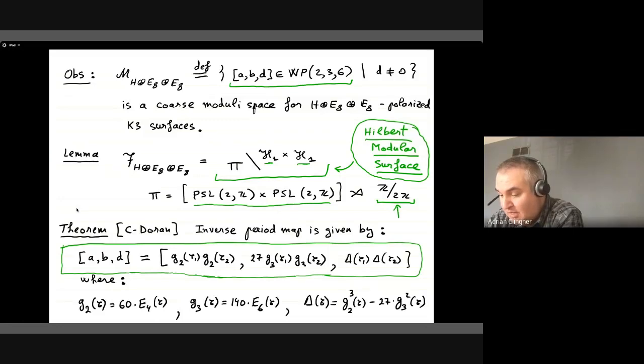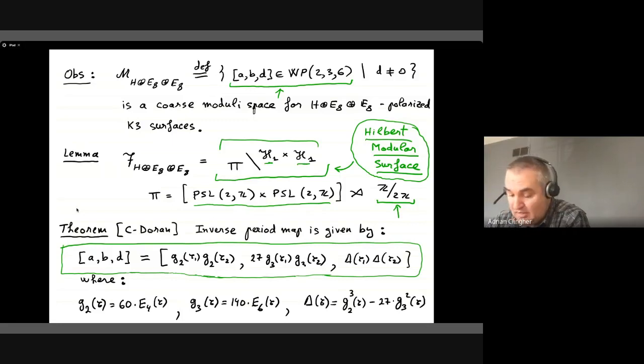Well, if my coarse moduli space in this situation is given by this weighted projective triples ABD, then the moduli space of periods is given by the Hilbert modular surface, which is a quotient of periods, which are pairs of two, tau 1 and tau 2. What would be a description for the period map? Well, the period map will have to go from the triples ABD to tau 1 and tau 2.